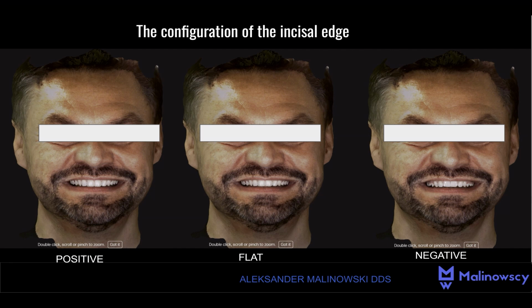The negative smile line occurs when the incisal edges of the upper teeth are less visible or not visible at all below the lower lip, which can give the impression of older age, tiredness and sadness. The flat smile line is when the incisal edges of the upper teeth are parallel to the lower lip, without visible curvature. This can make the smile seem less dynamic and also sad.